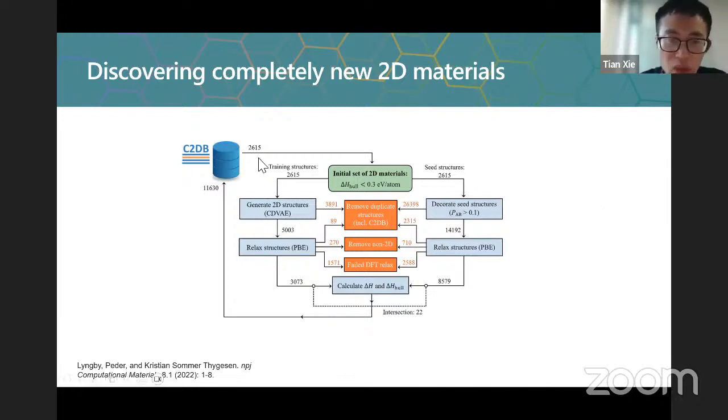So they're starting from around the 2,600 existing known 2D materials, and they use this to basically train a generative model to generate new stable 2D materials. And they also use the substitution approach that I mentioned earlier to generate stable materials. Basically, combining these two approaches, they have found around 11,000 new stable materials, which basically expands the known space of 2D materials by several fold.